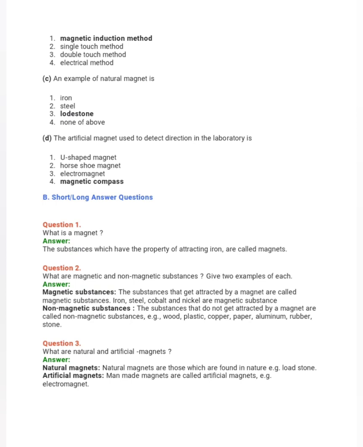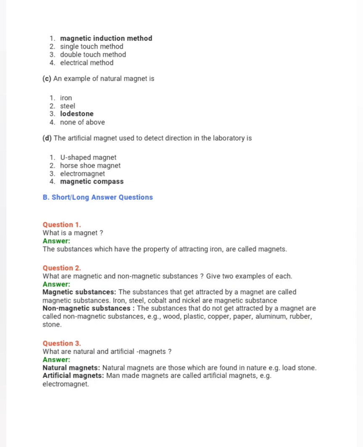Question number 1. What is a magnet? Answer. The substances which have the property of attracting iron are called magnets. Question 2. What are magnetic and non-magnetic substances? Give 2 examples of each.